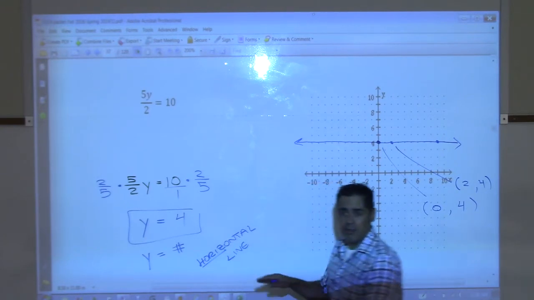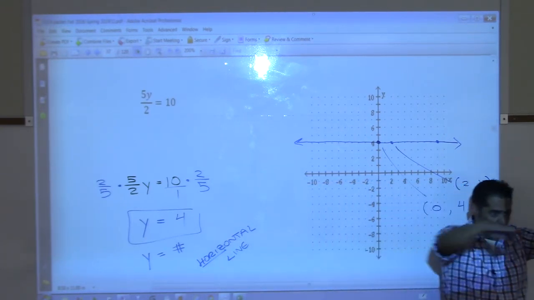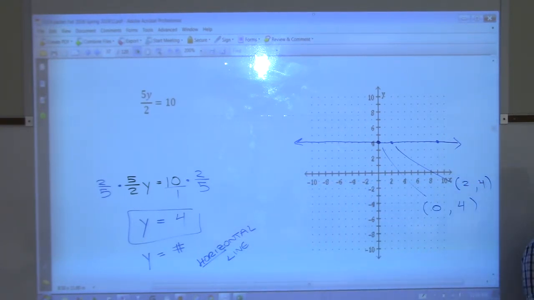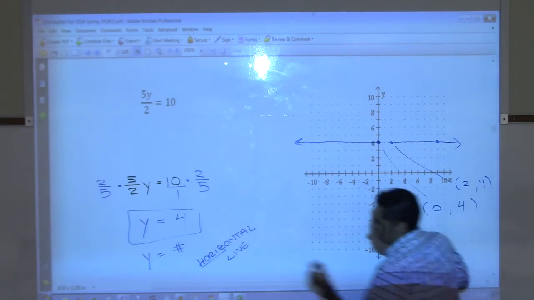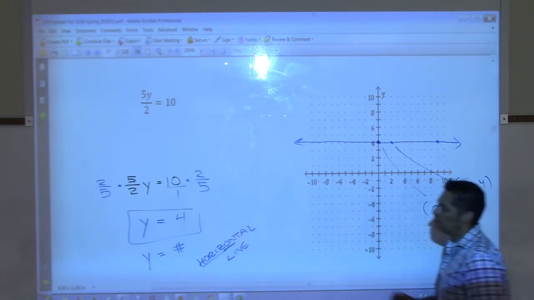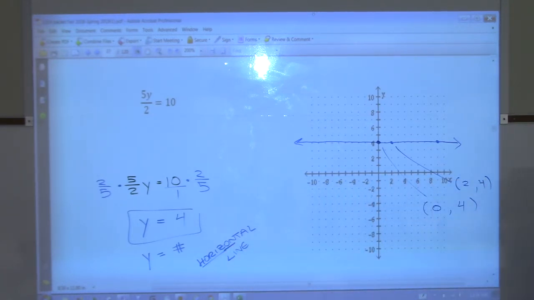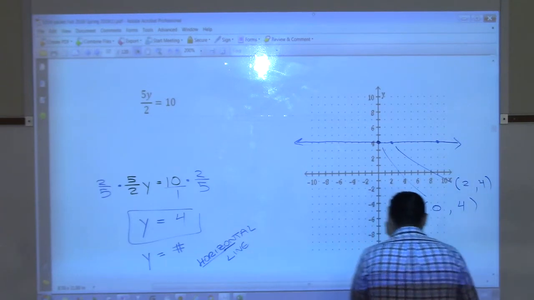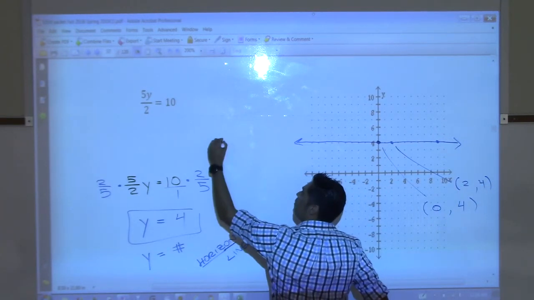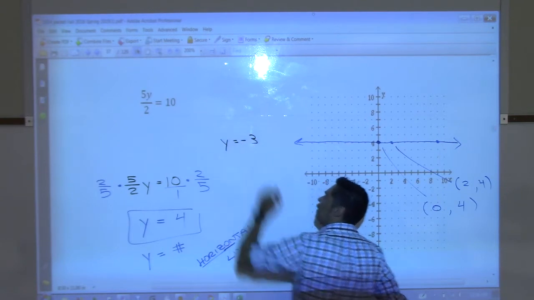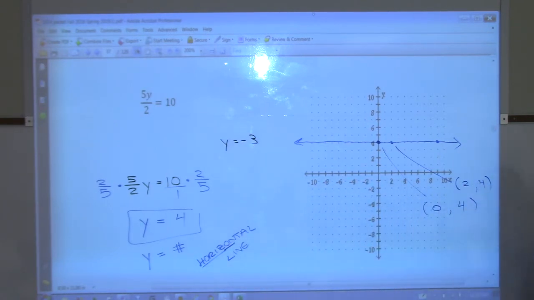Horizontal. Horizon, this way, right? Vertical lines up and down. Sorry, horizontal. So if we had the equation, let me do it in a different color here. What if we had the equation y equals -3? Then how would you graph that?